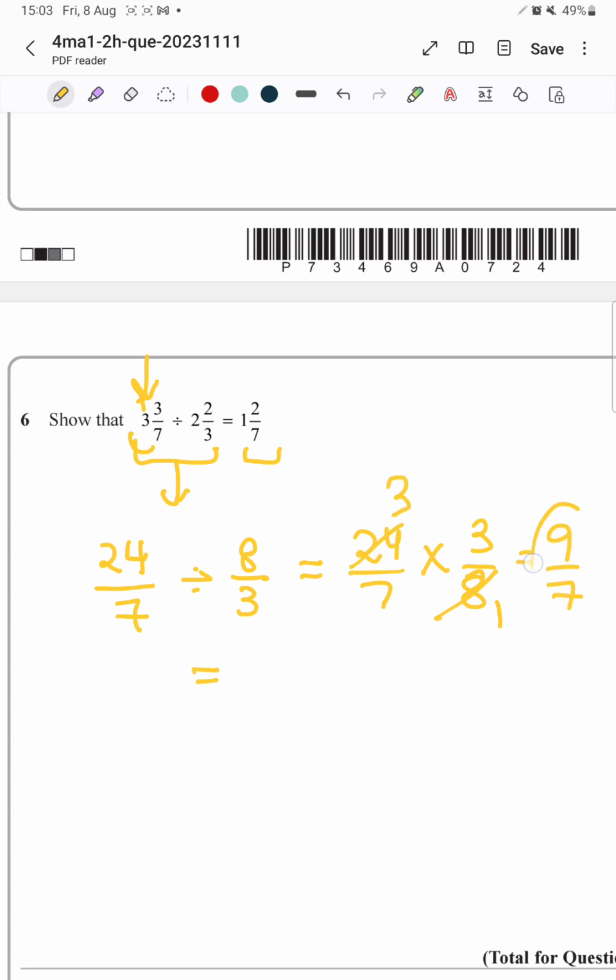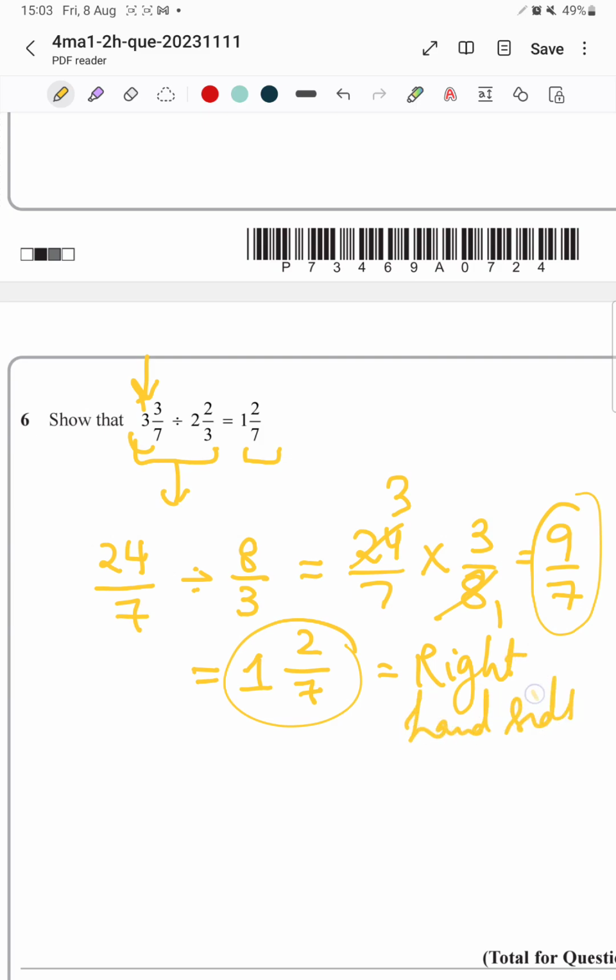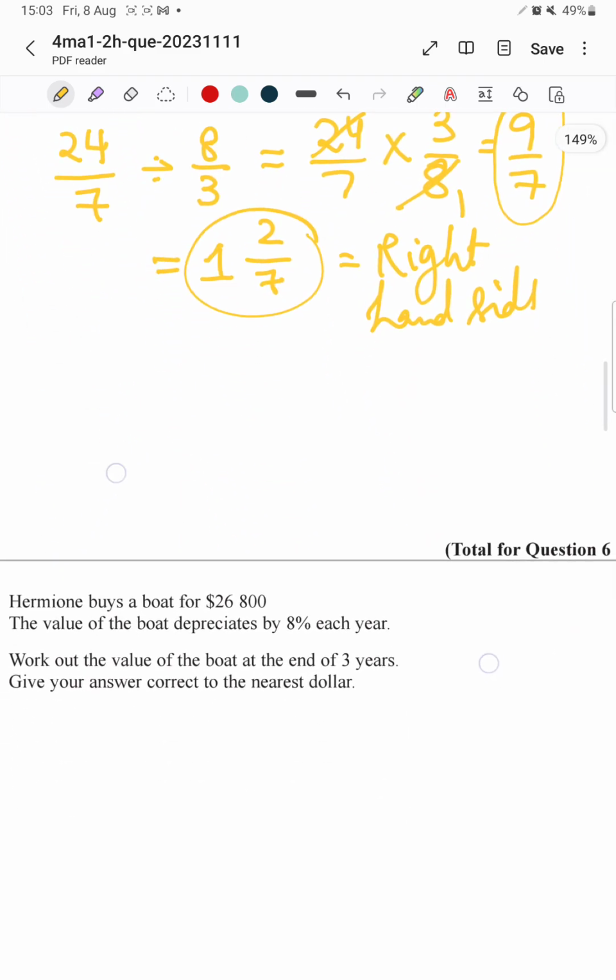And this is an improper fraction, so we can convert it into a mixed number. How many 7s are in 9? 1, and there will be 2 remainder. So this is our answer, and that is equivalent to the right hand side. We started with the left hand side and we reached the right hand side.